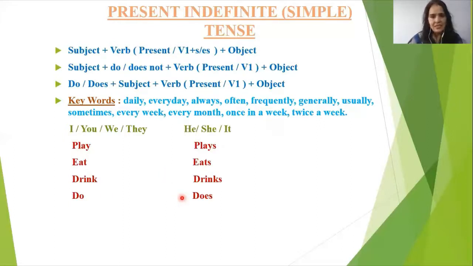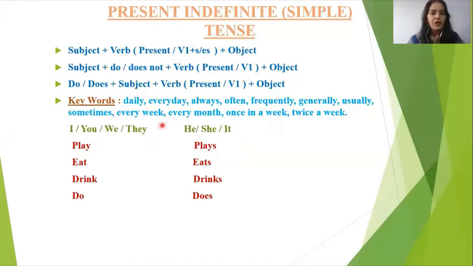So yes, children, this is clear that we use s or es with singular number. And in a simple manner, with all plural subjects, we will use the first form of the verb. Or in the second category, when our sentence is negative or interrogative, it means with do and does, we will use the first form of the verb, right?